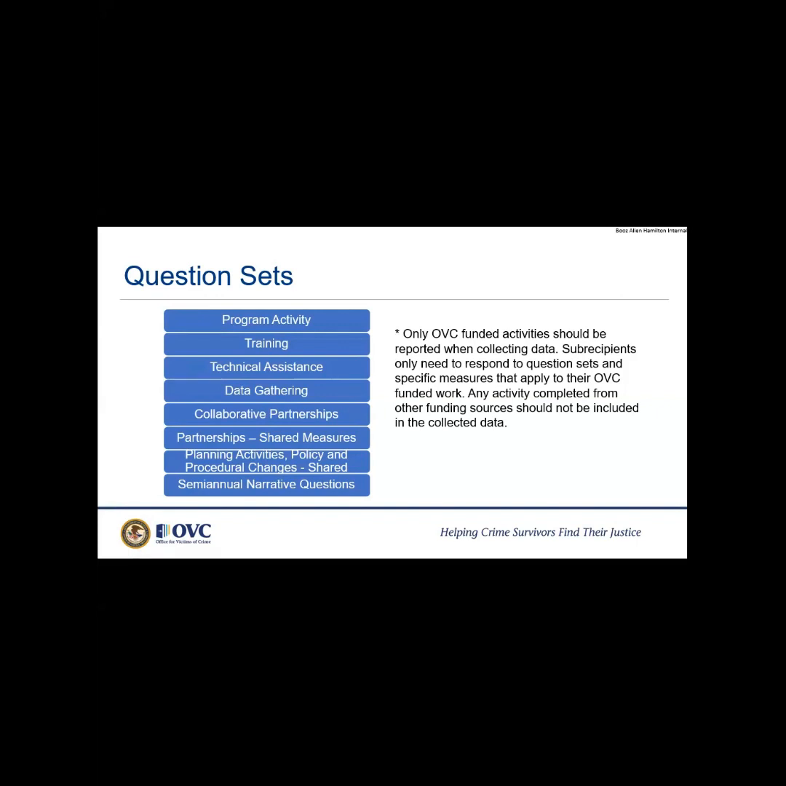We have program activity, which is a very straightforward category, and I'll be going over all of these. We have training, we have technical assistance, which is one thing we will be focusing on today, and data gathering as well. There's collaborative partnerships as shared measures, planning activities, policies, procedures, and changes. That's also a shared measure, and semi-annual narrative questions that you are completing every 6 months. That's why they're considered semi-annual.